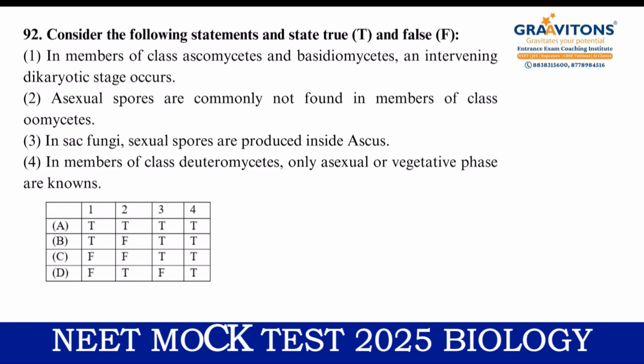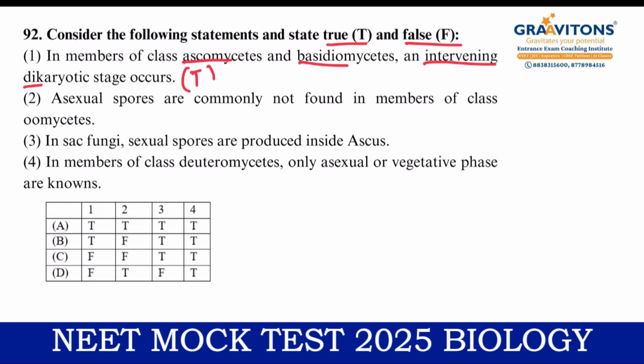The next question, consider the following statements and state whether they are true or false. First statement, in members of class Ascomycetes and Basidiomycetes, an intervening stage called a dikaryotic stage will be occurring. Yes, the statement is true. There will be a gap between protoplasmic fusion and nuclear fusion. That intervening stage is called dikaryotic stage.